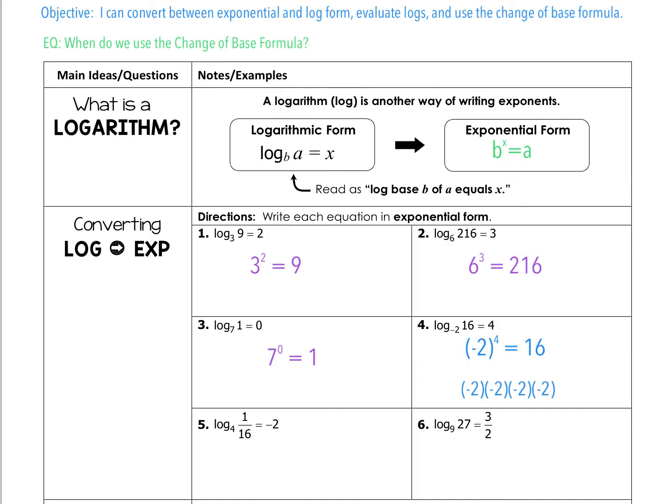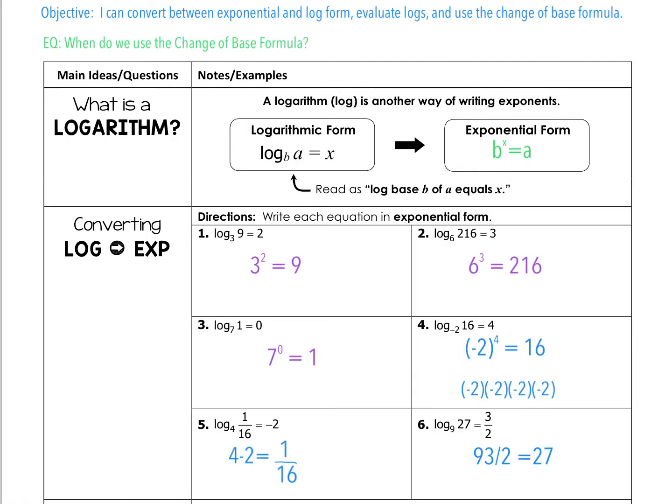That means negative 2 times negative 2 times negative 2 times negative 2, which, if I multiply 4 negatives together, I'm going to be positive, and 2 times 2 times 2 times 2 is 16. Now, if I had left it without the parentheses, the answer would end up being negative 16, which is not 16, because I would take the negative of 2 to the fourth, and 2 to the fourth itself is positive 16. So those parentheses are really important. All right, go ahead and try number 5 and number 6.